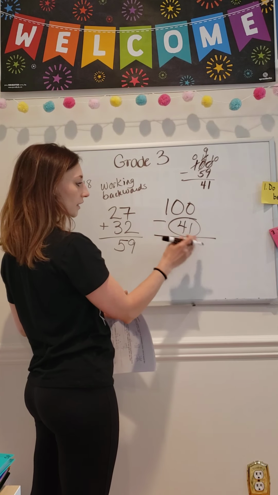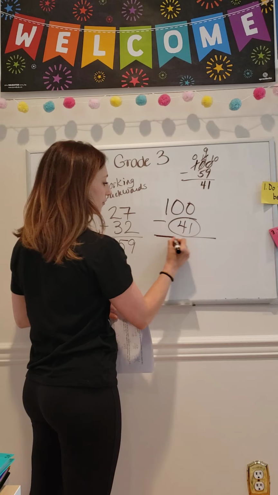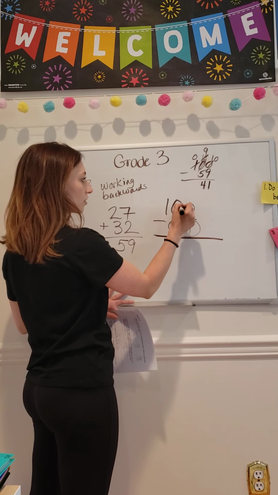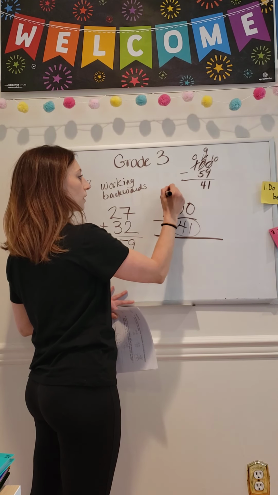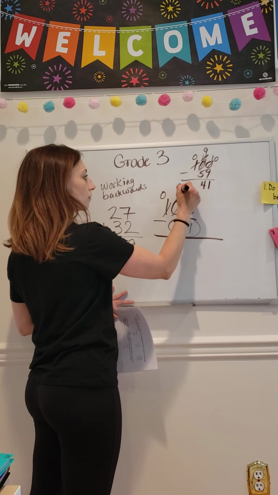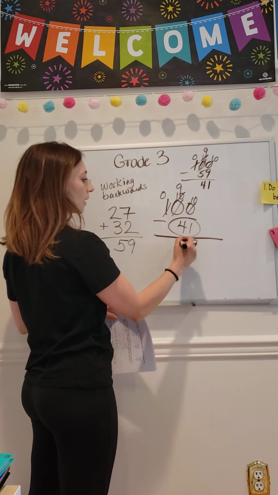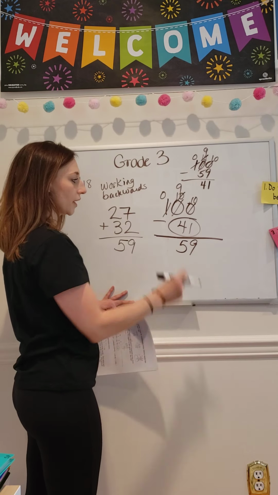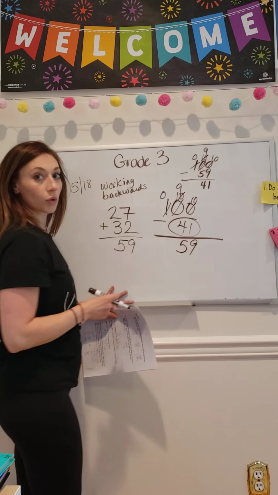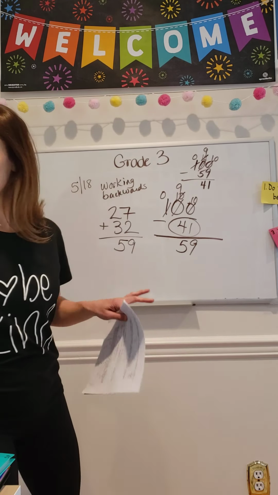And if I were to subtract again, I should get 59. 0 minus 1 I can't do, can't borrow, cross out the 1, make it a 0, 10, 9, 10. 10 minus 1 is 9, 9 minus 4 is 5. Okay, so the first answer of the week was 41. Let's go over the next problem.